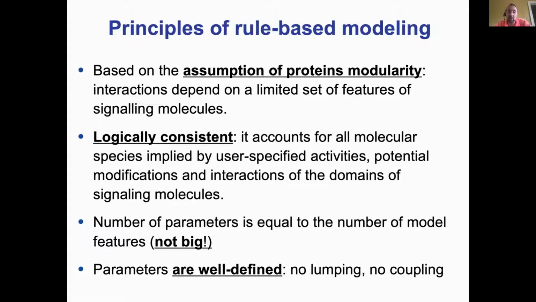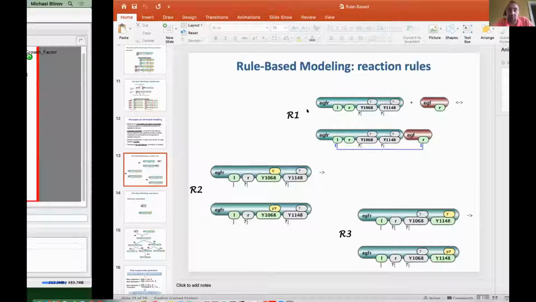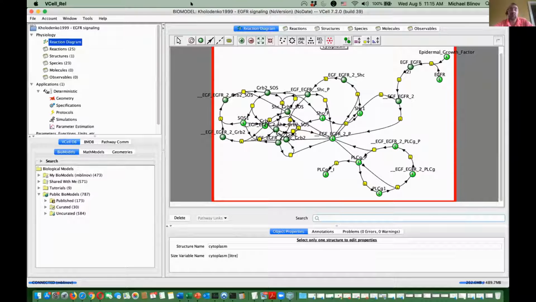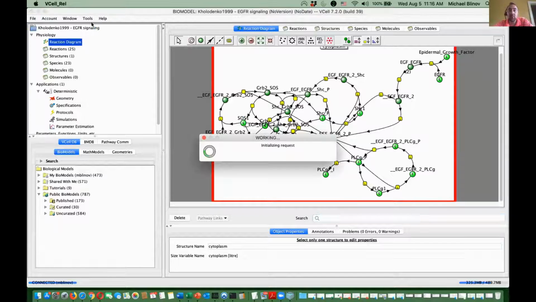So, assumptions of protein modularity or locality of interactions. Okay, so now let's switch to the interface, and I will do a quick demo of rule-based model specification. So we go New BioModel.